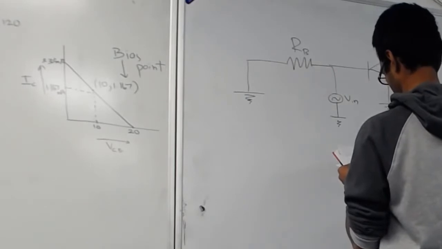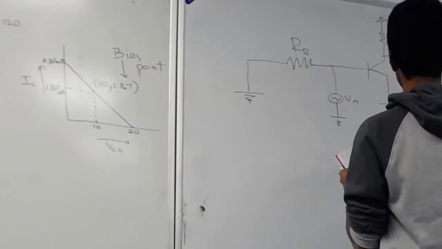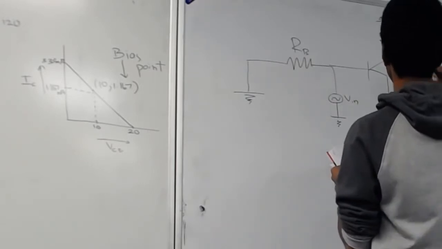Equal to how much? Write down. 5K. Let's put 5K. And then 6.